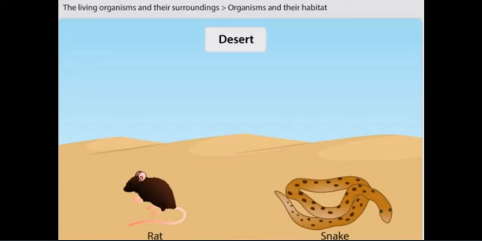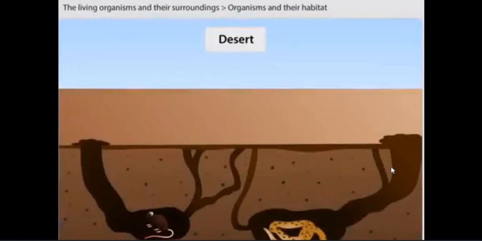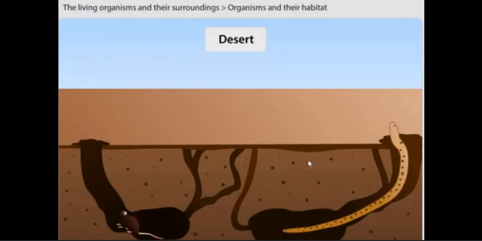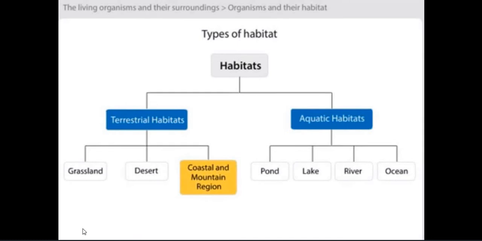How do rats and snakes survive in a desert habitat? It's very hot during the days, but it is very cold during the night. What these animals do is dig very deep burrows inside the desert and live there all daytime. But when it comes night, they come out from their burrows and find their food. That is how they survive the desert life.